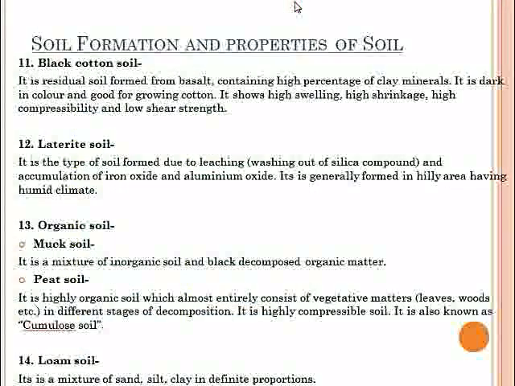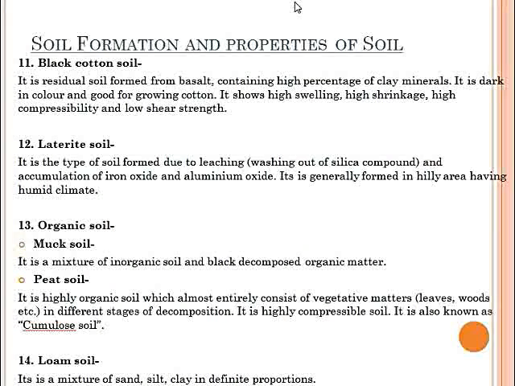Eleventh one is your black cotton soil. It is a residual soil formed from basalt containing a high percentage of clay minerals. It is dark in color and good for growing cotton. It shows high swelling, high shrinkage, high compressibility and low shear strength. So in Maharashtra, basically most of the places have this basalt rock present. So in Maharashtra, cohesive soil occurs in maximum amount.